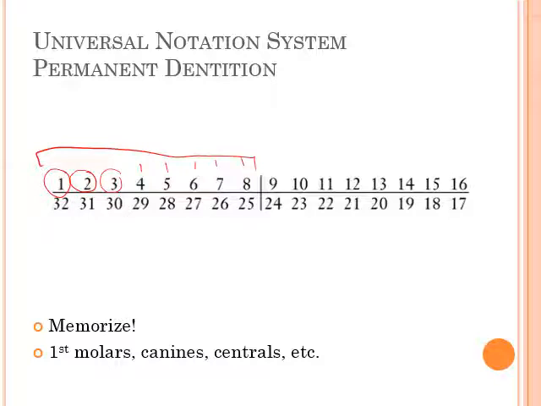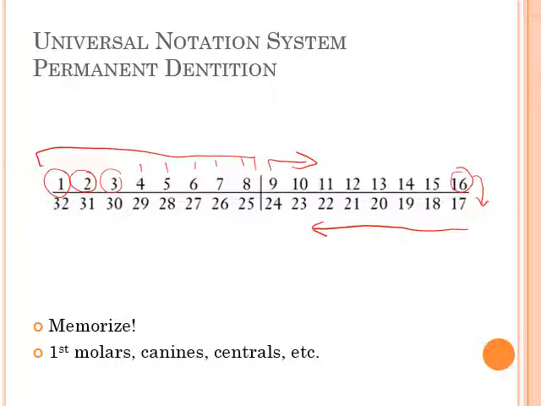Now, if we continue, we simply go up in number. We'll go all the way to the left side to 16, and then we'll go down on the bottom left, and then go back across to the patient's right. And that will number from 17 to 32.